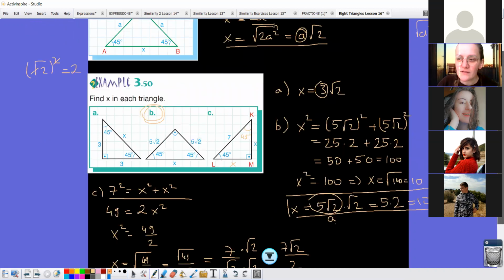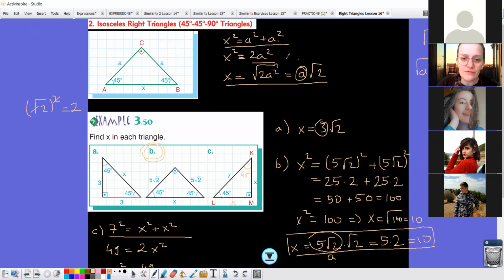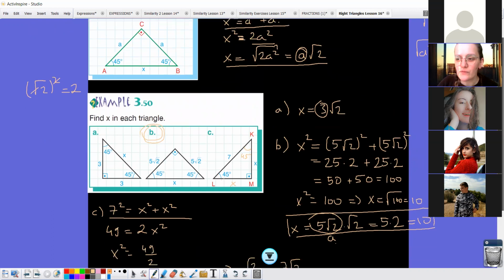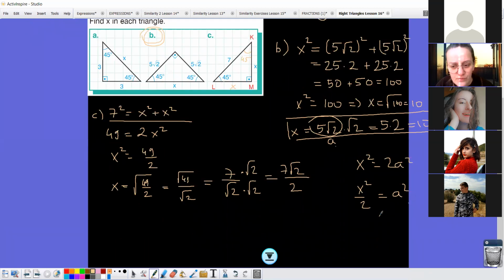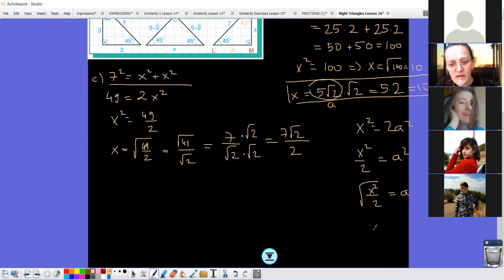While you're writing, if we continue from this one, look, x squared. We know that in an isosceles triangle we have x squared is equal to 2a squared. In the beginning, I equalized the x. If I want to find a, x squared over 2 is equal to a squared. I will take the square root of this, so x over root of 2 is equal to a.